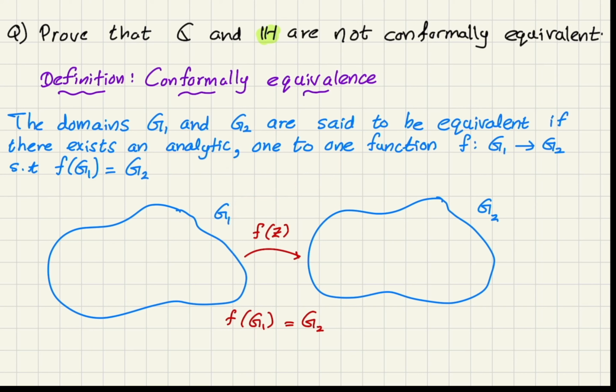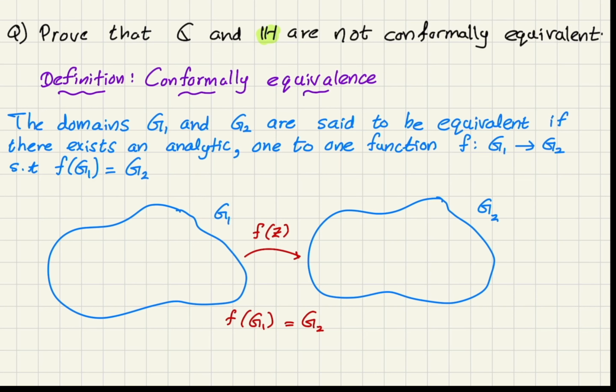Also, we know that if a function is analytic and one-to-one, then it is a conformal map. That means this map f is a conformal map from the domain G1 to G2, and that conformal map is going to be surjective. That surjectivity is guaranteed by the condition that the image of f equals G2. Right, so let's move into our problem.